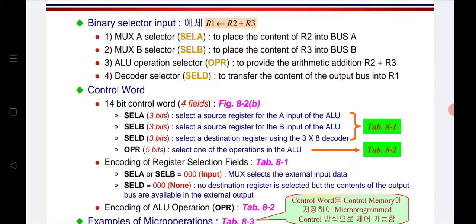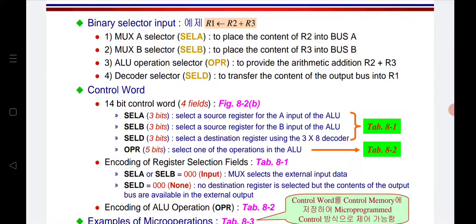Next, to perform the operation between these two data values R2 and R3, we need to perform the addition. So by using OPR as a selector of your ALU, we select the arithmetic addition operation between R2 and R3. Now the resultant value is your external output. This external output data will be moved into all the registers, but I need to move this external data only into the R1 register. The result should be moved to the R1 register.